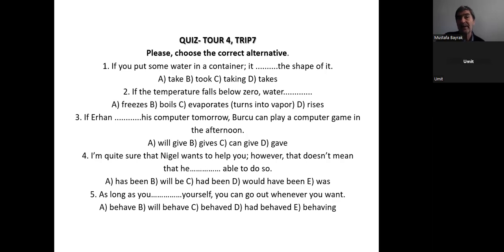This is really important. Present. If Erhan gives his computer tomorrow, Burcu can play a computer game. Okay, not will give. Okay, although there is tomorrow here. If Erhan gives his computer tomorrow, Burcu can play a computer game in the afternoon. Yes, of course, they will be clearer when we will be studying them at the advanced level in Harmony 3. Okay. I am quite sure that Nigel wants to help you. However, that doesn't mean that he blank able to do so.